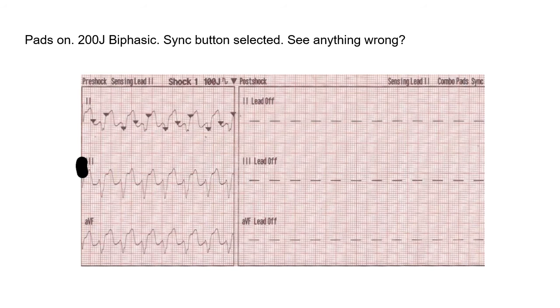Here's a patient that was in an unstable, wide, regular, complex tachycardia. We put the pads on, and we set for 200 joules biphasic, and we set the sync button. What's wrong with the synchronization on this? You see the arrows are the synchronization. So is there anything wrong going on here? The answer is yes.